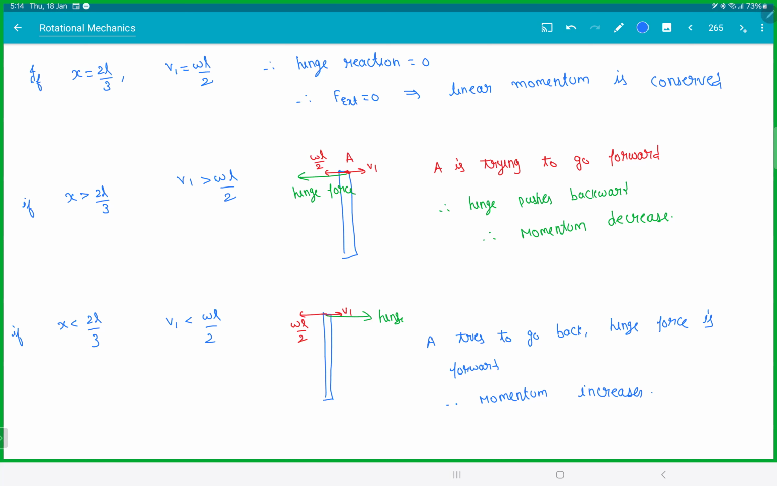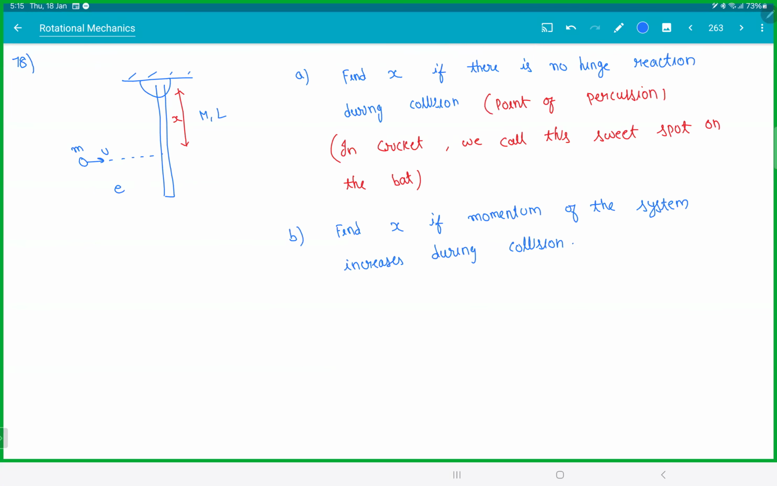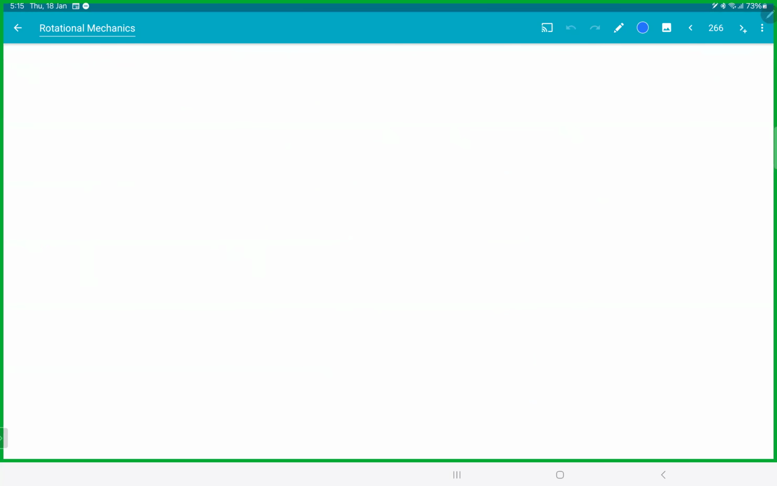All clear with this? Any doubts? Ekanksh, Ronak, clear with this? Clear? Next thing. Next one is pretty good, right? This is another proper paragraph level question.